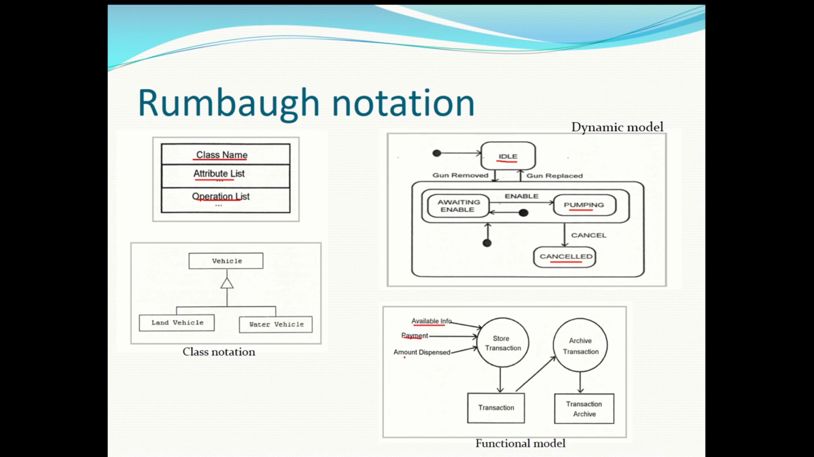What happens to the data inside the system? Store the transaction. The transaction goes to the transaction process. The transaction process will archive the transaction and save it in the transaction archive. So these are the models: the object, dynamic, and functional models. Some diagrams are considered object, some dynamic, some functional. These are already included in the other methodologies under different names, in different phases and different steps.